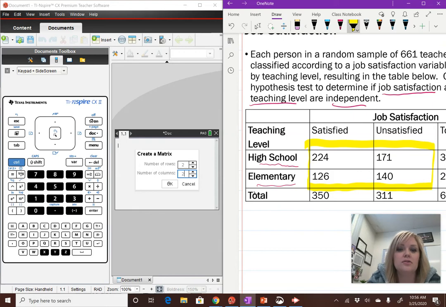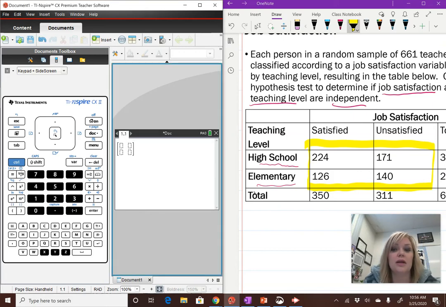Okay, so go to OK, and then it will bring up a matrix and you fill in what the numbers are, exactly where it should be. So 224 is right here, so I got to put 224 there, and 171, and then 126, and 140. You just enter it in exactly how it shows. And then I'm going to arrow out of the matrix, so the cursor is just flashing to the right.